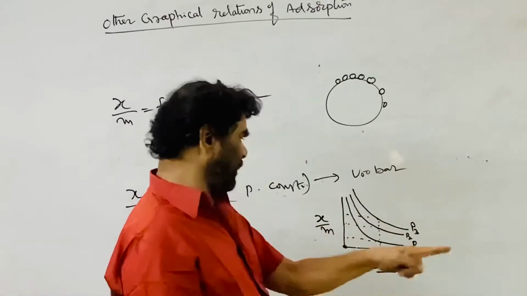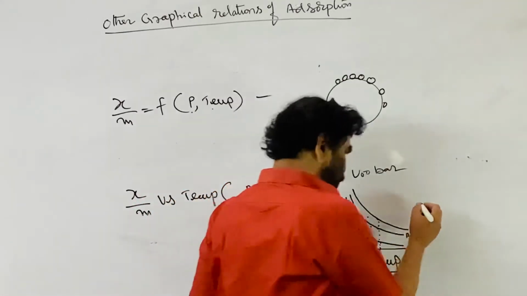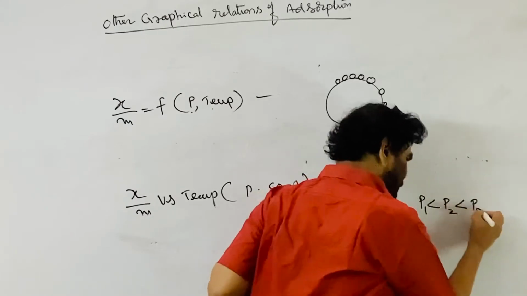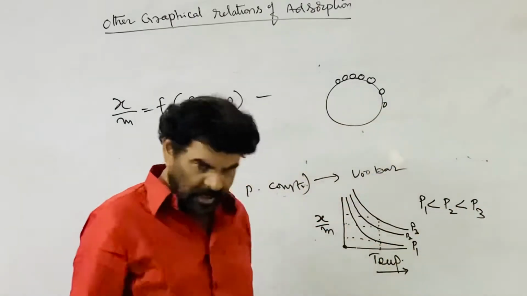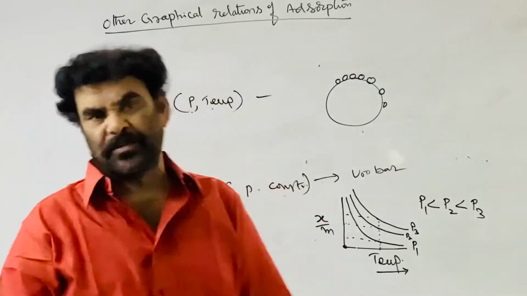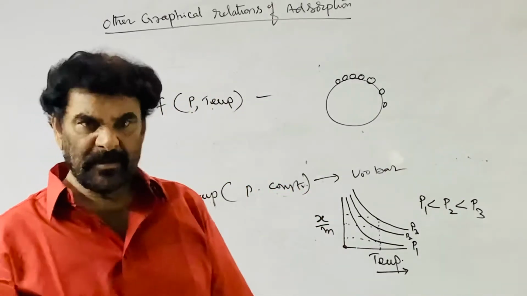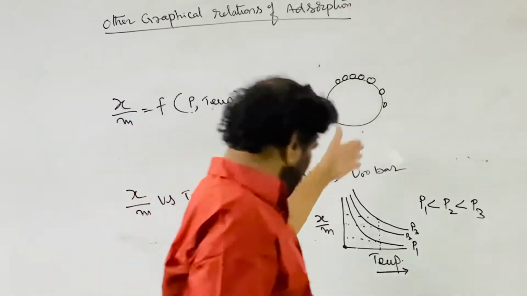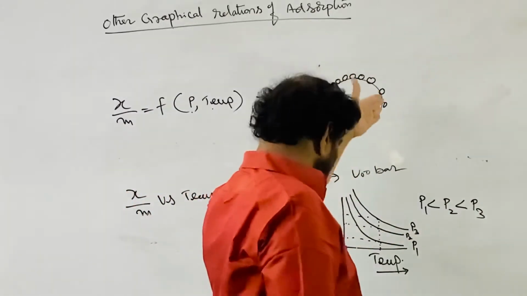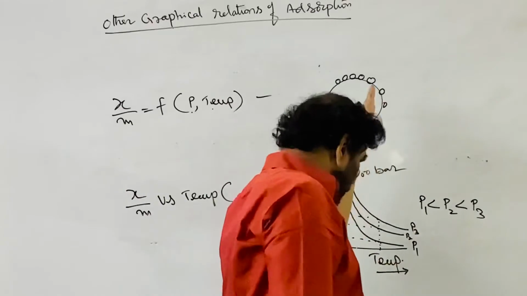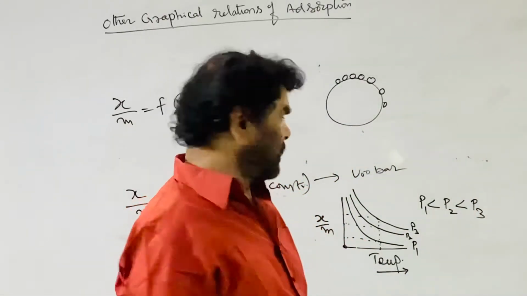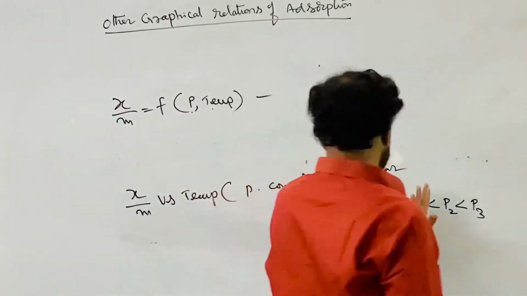Therefore, the relation between P1, P2, P3 should be: P1 should be less than that of P2, which should be less than that of P3. Higher the pressure, greater the extent of adsorption. Right? Greater the extent of adsorption. So these are the adsorption isobars under different pressure conditions. So this is the adsorption isobar.